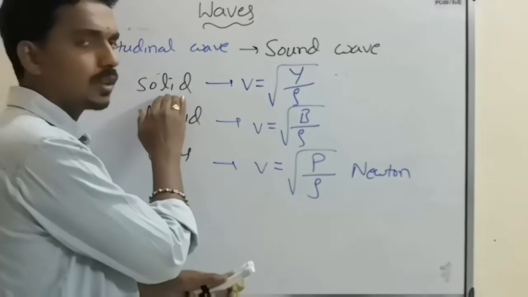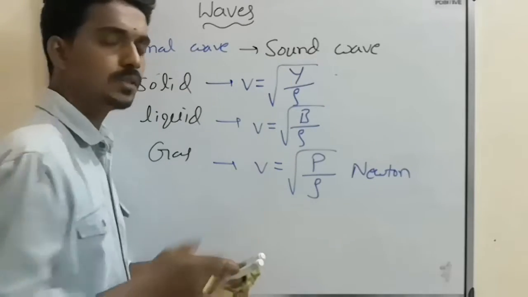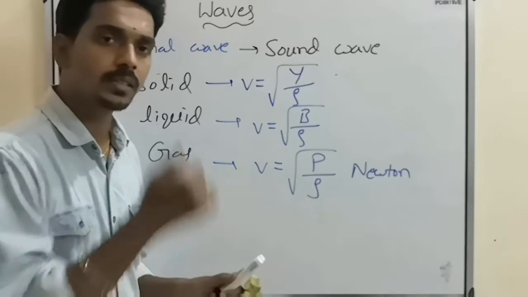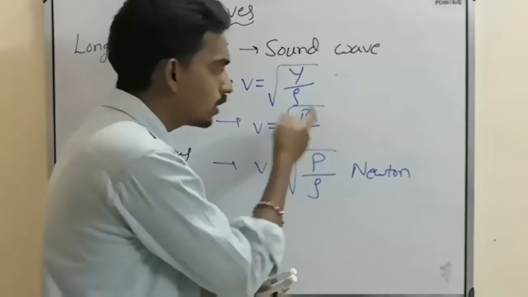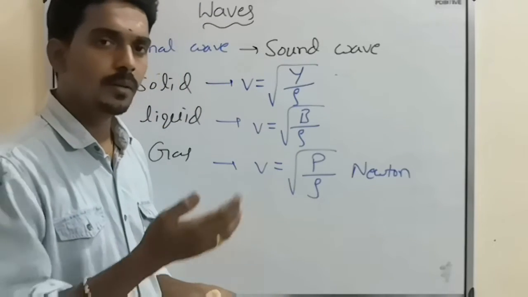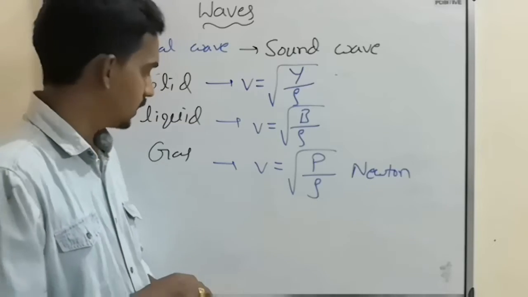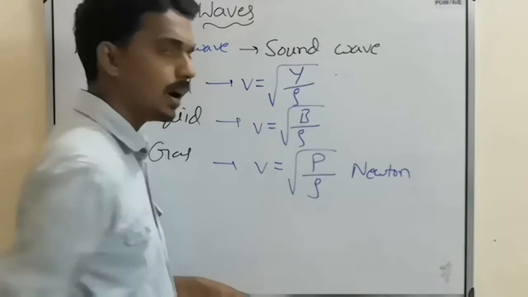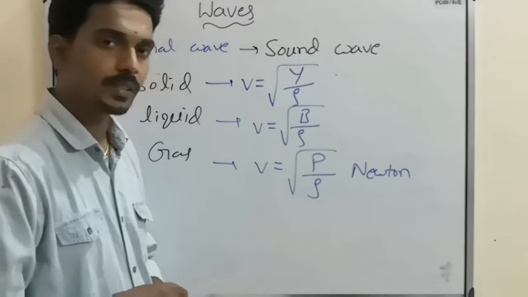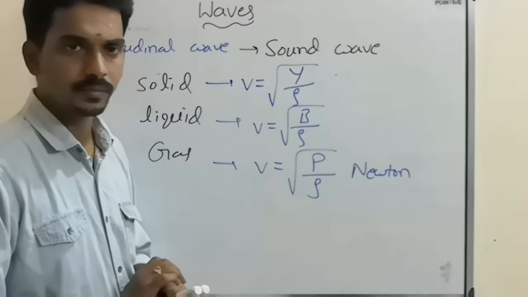Like in case of solids, it will depend on Young's modulus, which we have already defined, nothing but stress by strain. And in case of liquids, it depends on bulk modulus, which is also stress by strain, but different stress, different strain. And in case of gas, he derived the formula: under root gamma, under root P by rho, where P is the pressure of the gas and rho is the density of the gas.